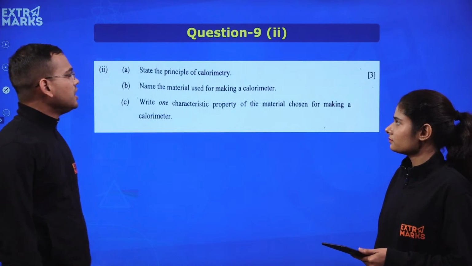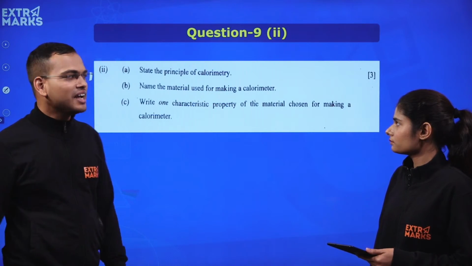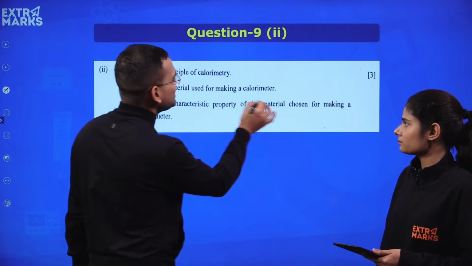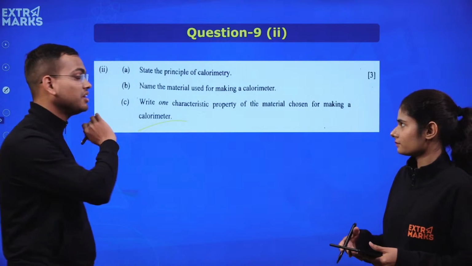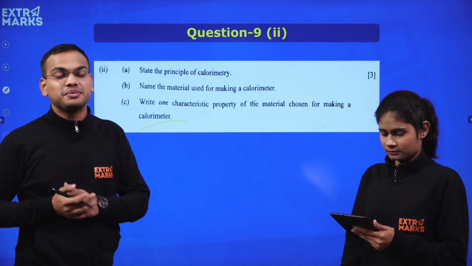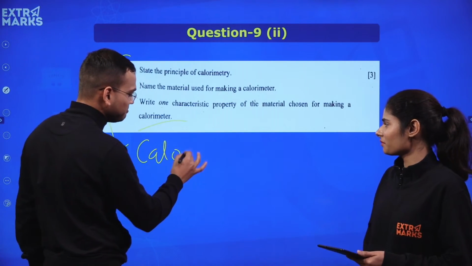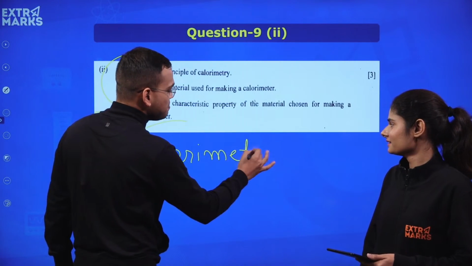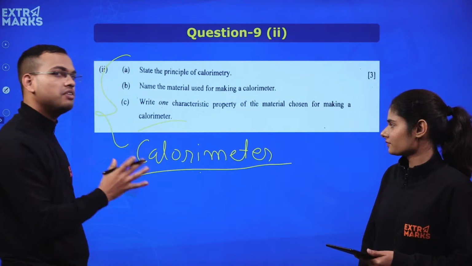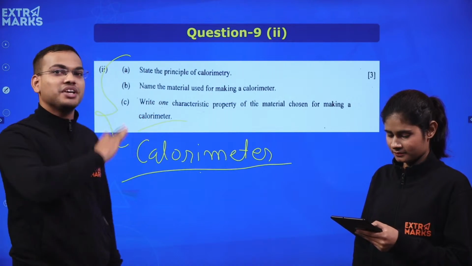Okay. Now state the principle of calorimetry, name the material which is used for making a calorimeter, and give one characteristic property of the material chosen for making a calorimeter. Now this calorimeter is something that we have consistently asked students to revise. This is very, very important. We especially focus on it whenever we explain this chapter, right? Because look, all the 3 questions are based on the calorimeter.